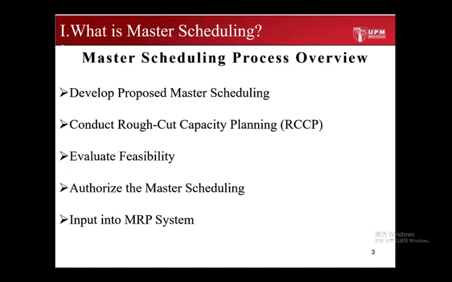There are 5 steps for the process. The first step is to develop the proposed master schedule. The second step is to conduct rough-cut capacity planning. The third step is to evaluate feasibility. The fourth step is to authorize the master schedule. The final step is input into the MRP system.